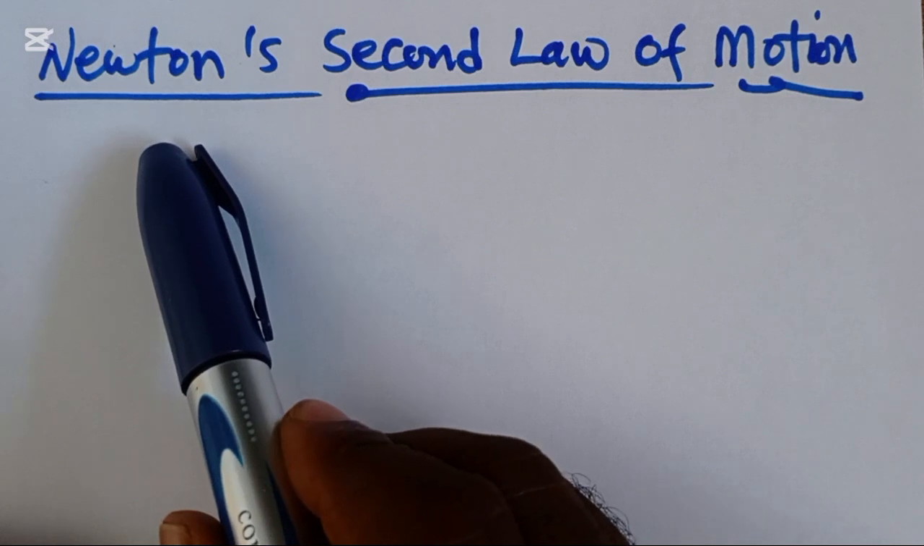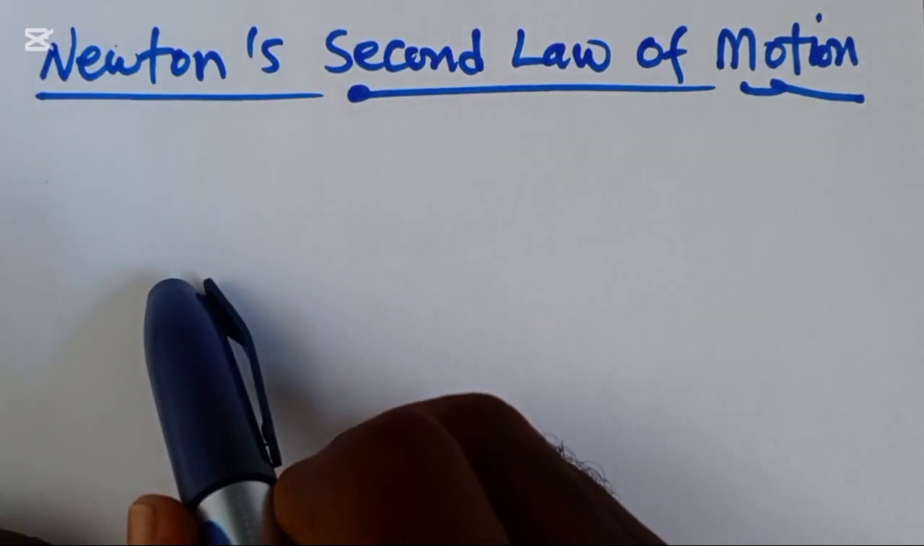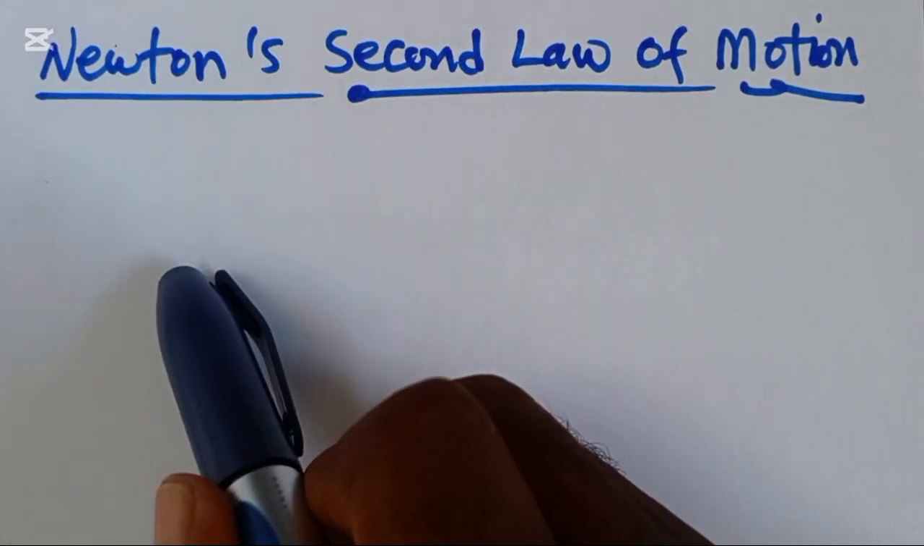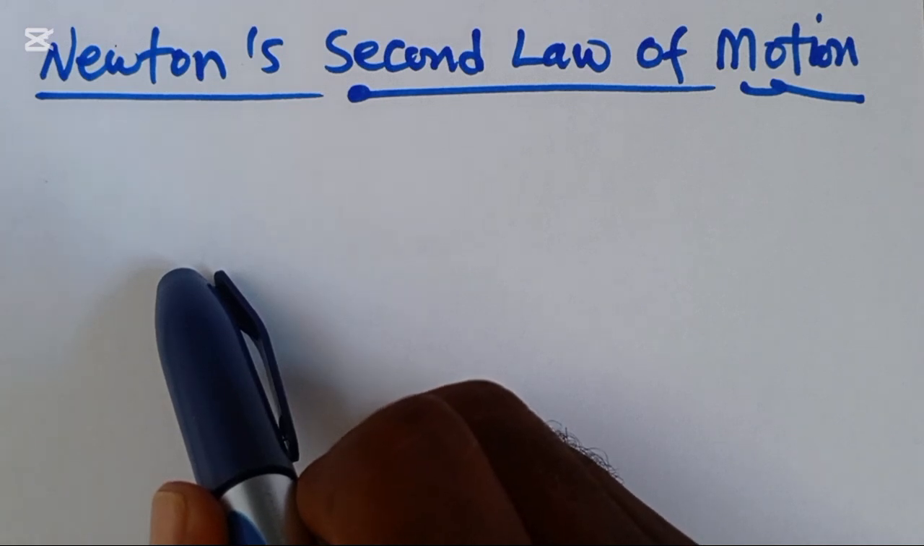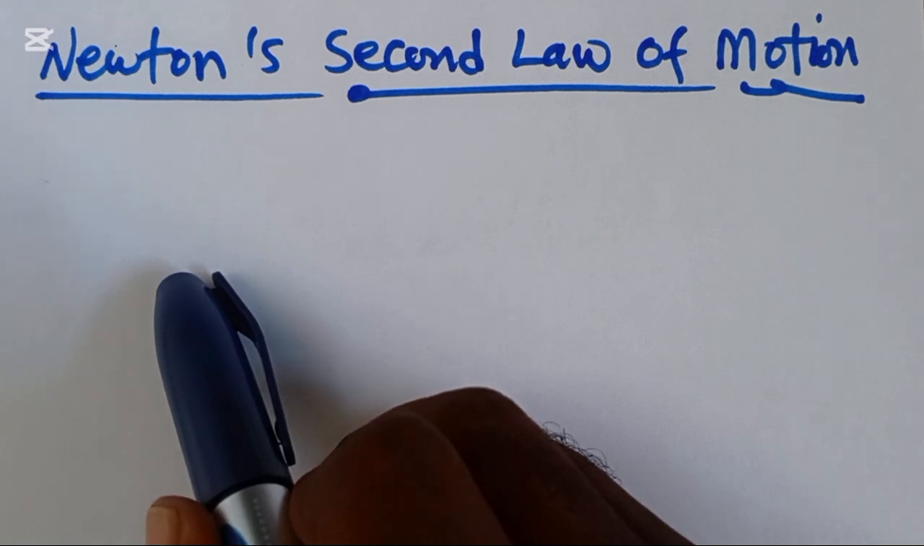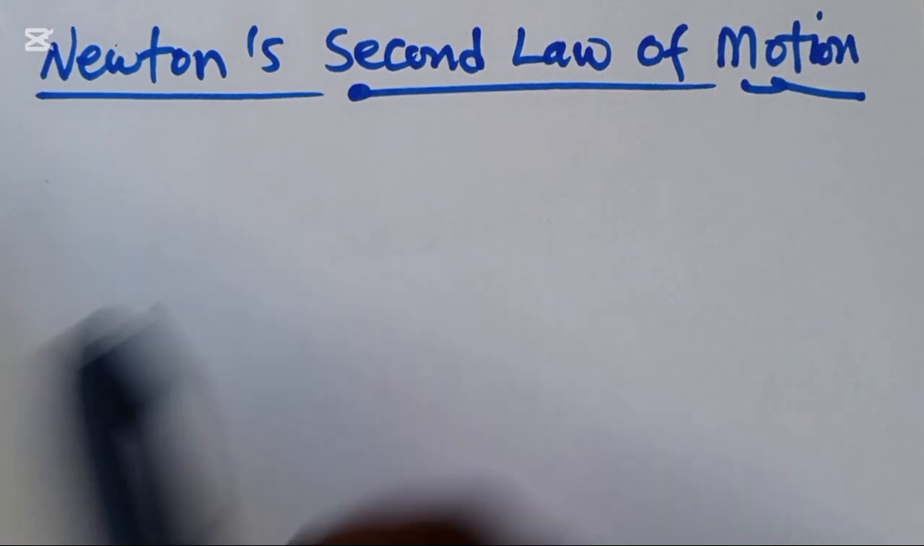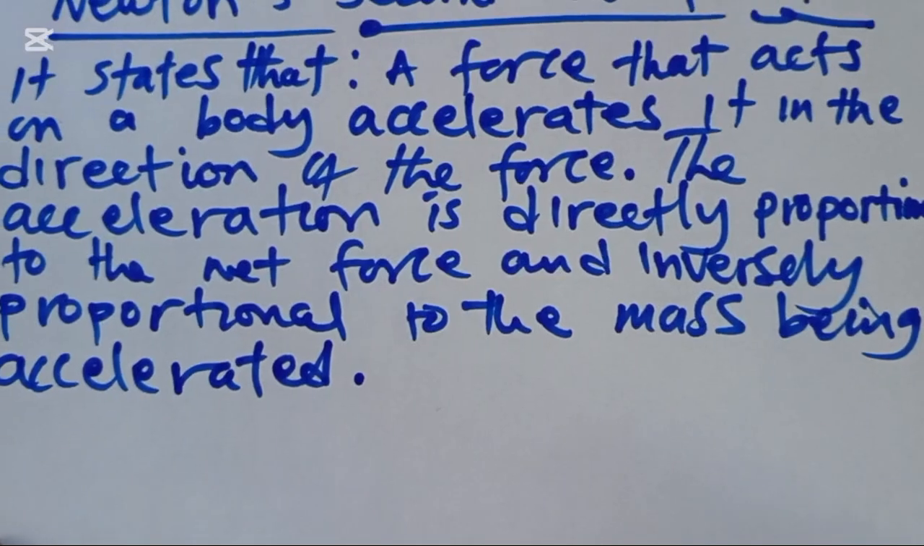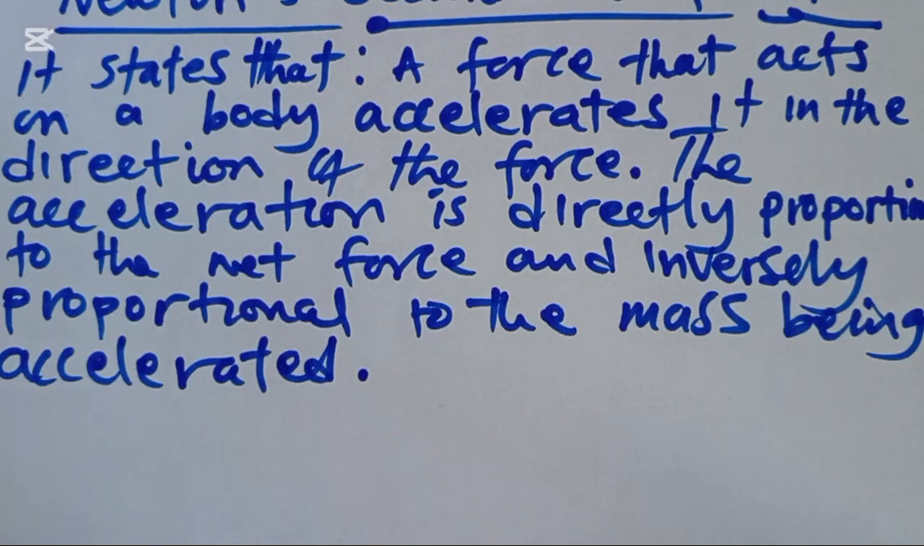Newton's second law of motion states that a force acting on a body accelerates the body in the direction of the force. And the acceleration is directly proportional to the net force and inversely proportional to the mass being accelerated. So that is Newton's second law of motion.